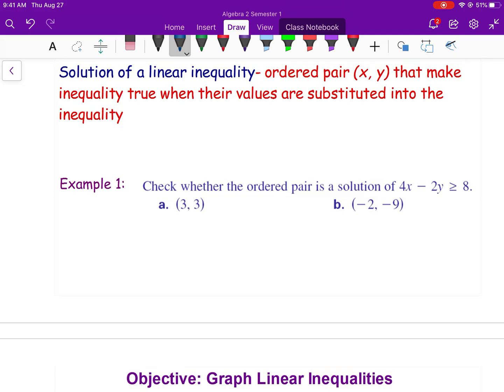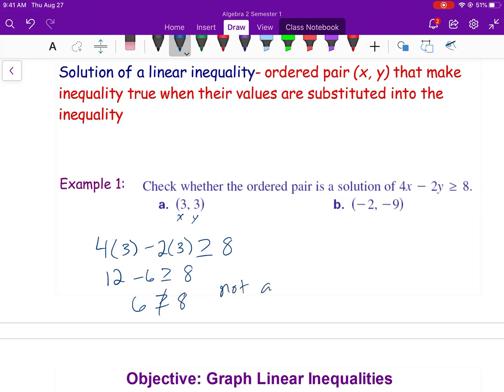So first one, we're plugging in our x and y value. So 4 times 3 minus 2 times 3 is greater than or equal to 8. Just simplifying that left side, 12 minus 6 is greater than or equal to 8. 6 is greater than or equal to 8. That is not true, so this is not a solution. Again, true statements mean they are solutions.